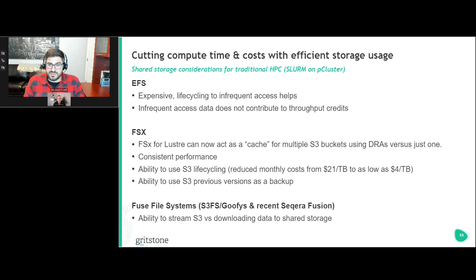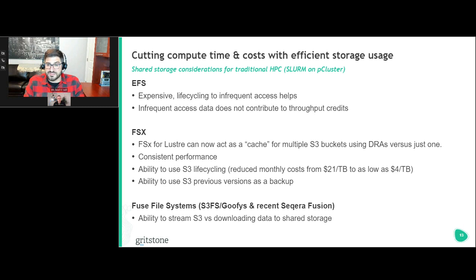Recently, FSx released multi-DRA support. We decided to move to FSx as it could act as a cache for multiple S3 buckets where we would keep home and ephemeral and data buckets, so we don't have to worry about active data to drive performance. FSx came with some additional benefits. It allowed us to leverage S3 lifecycling to reduce costs, being able to reduce down to as low as $4 a terabyte versus $25 a terabyte in EFS infrequent access.